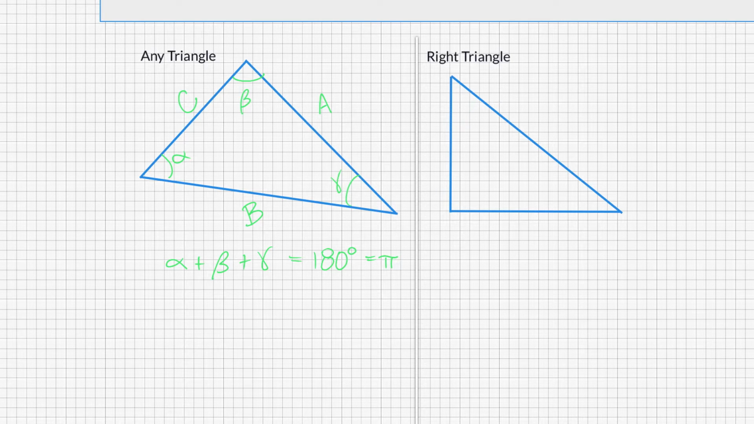I'm going to switch to a darker color. I think it'll show up a little better here. So that's one really important thing to know. It'll help you figure things out whenever that pops up.